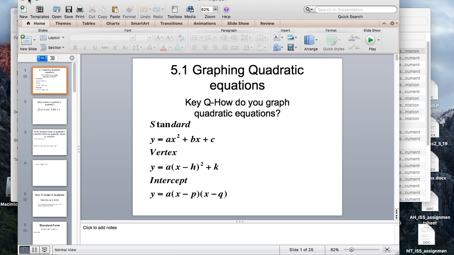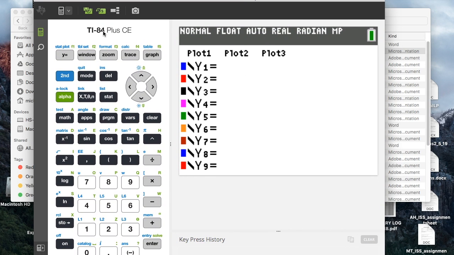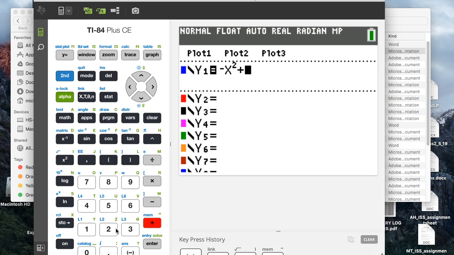So I'm going to get out of this screen and call up my calculator on the computer. So this is going to be using the TI-84, which the commands are going to be very similar to a TI-83, the other versions of TI-84. So I'm going to go through the steps on here so you can see a couple examples. So the first equation I'm going to call up, negative x squared plus 2x plus 3.